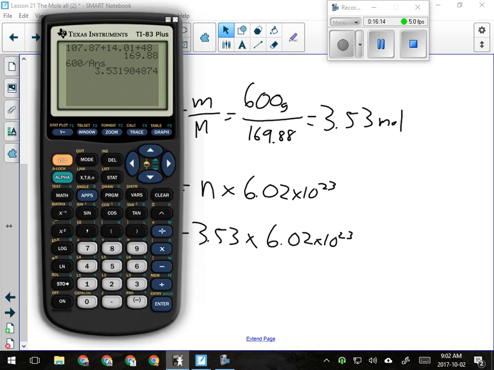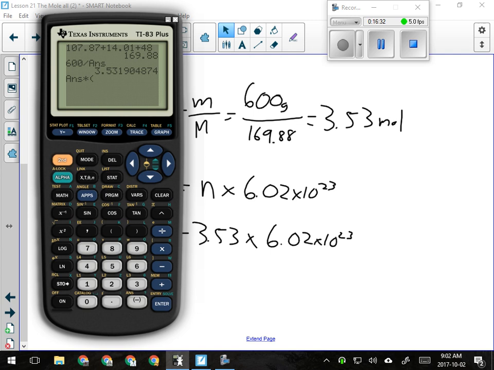All right, so I'm going to take my number of moles that I just calculated here. I'm just going to keep that, and I'm going to multiply it by Avogadro's number. Whenever you use Avogadro's number, you need to enclose it in brackets. Otherwise, your calculator will try to do order of operations, and you don't want that. You have to try and outsmart your calculator here by using brackets.